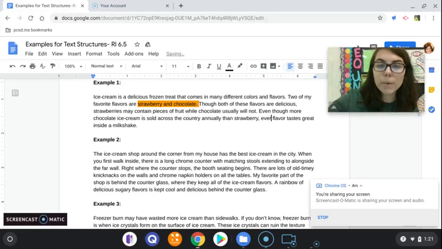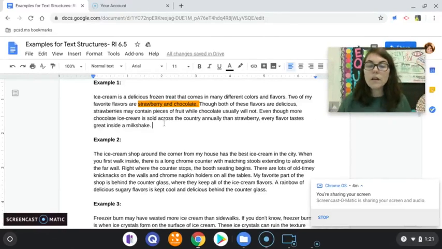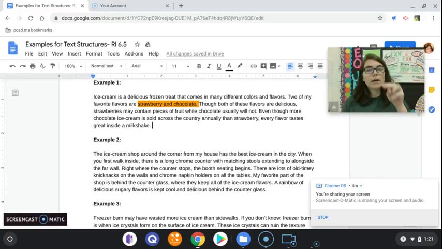Okay, so boys and girls, we see here, I highlighted strawberry and chocolate because we know we have 2 things. So we know we're going to have 2 things, and then we keep reading, and it says that both of these flavors are delicious. Strawberries contain more fruit than chocolate, but chocolate is sold more across the country, but all the flavors taste good in a milkshake. So boys and girls, if we take that and we break it down like that, we see that we're comparing and contrasting strawberry and chocolate ice cream.